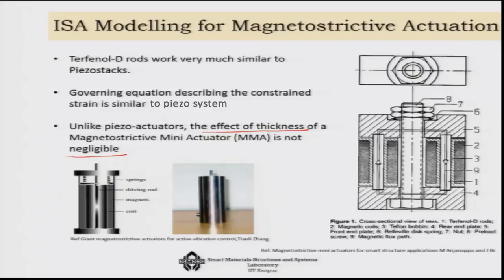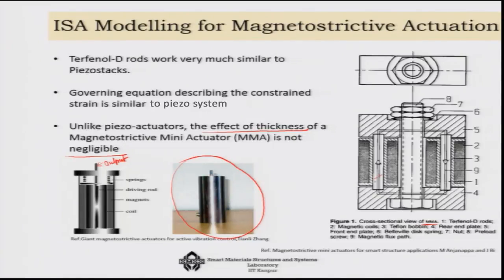Now, typically, how does a magnetostrictive mini actuator look like? As you can see, this is the way you can purchase it, and essentially each one of them has an output point here. This is the point where it is going to apply the force or displacement on the system. There are systems in which, instead of a single rod, as we can see in this case, you have two Terfenol-D rods. So, you can see here that this is a more intricate design of an MMA. You can see that there are Terfenol-D rods here.